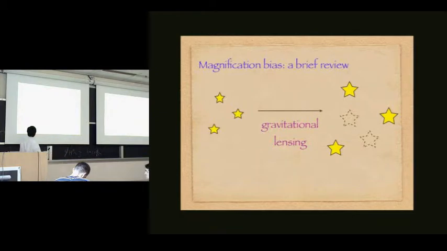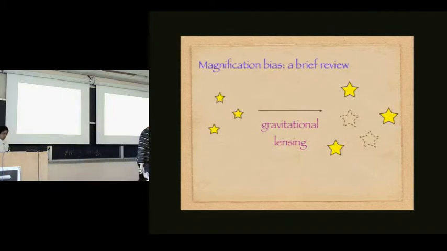The opposite effect is that faint galaxies, represented by these dashed stars, that you otherwise wouldn't have seen, now are in your sample. So that increases the number density of galaxies that you see in that direction. And in general, the extent to which these two effects cancel each other depends on the number count slope at the threshold of your survey. So this is called magnification bias.